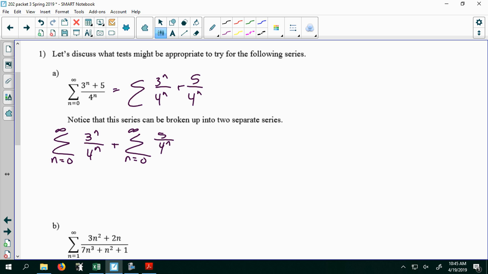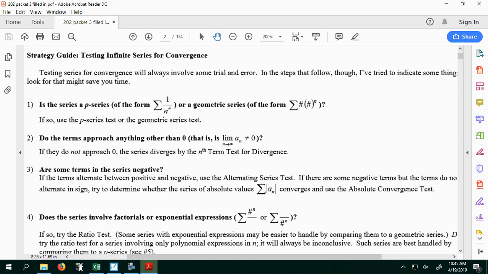Okay, now I'm just going to rewrite these a little bit more. So this is the sum of (3/4)^n, because when you raise a fraction to a power, you do the top and the bottom. And then the second one, I'm going to take the 5 right out of the sum, and I get (1/4)^n, because 1^n is the same thing as just 1. Now, we're going to go through the flow chart for each of these and see what we can come up with for a test.